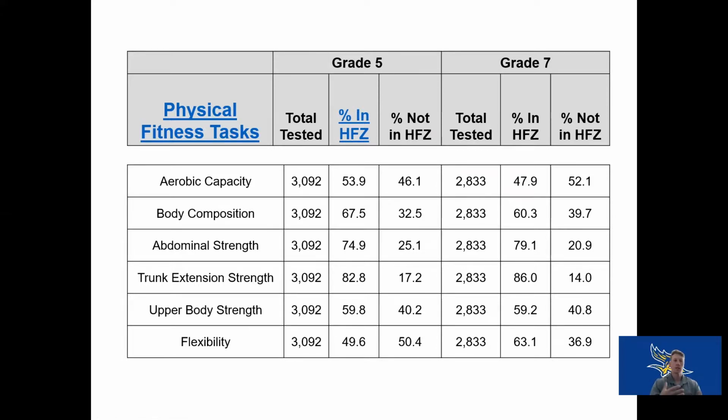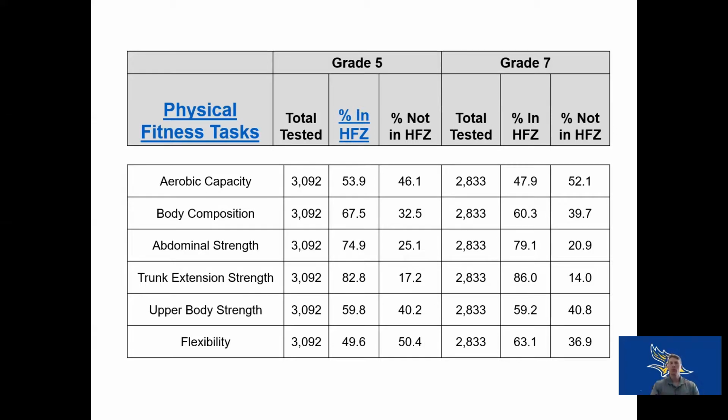They're not getting the same kind of activity they need to maintain a healthy body weight. And then I look at abdominal strength. They got stronger. Trunk extensor strength, they got stronger. Upper body strength, they stayed about the same. And flexibility, they got more flexible. So these students got stronger and more flexible, but they lost quality body composition, or their body composition got worse on our standards, and their aerobic capacity got worse on our standards.